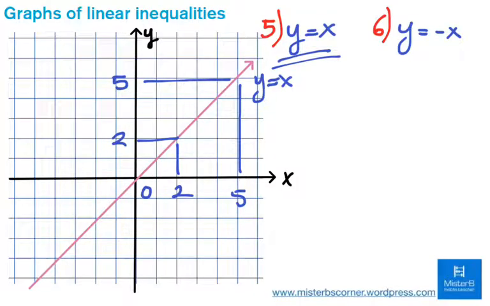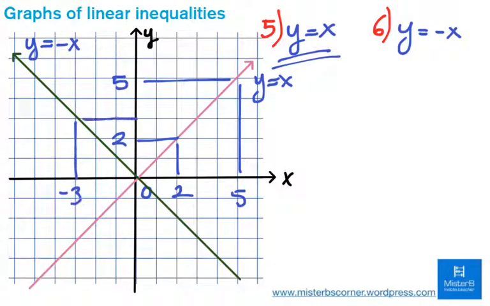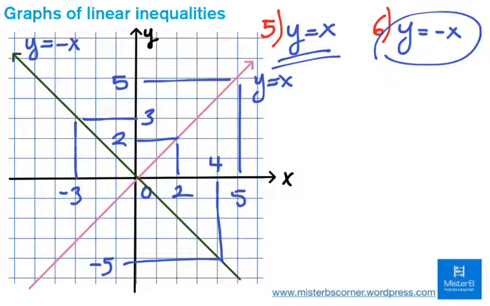Whereas y equals -x will be passing through the origin, but it's going to be the opposite of y equals x because of this negative sign. Whenever x is a negative number like -3, y will be negative times negative, +3, or whenever x is a positive number like 4, y will be a negative number because of the negative sign.